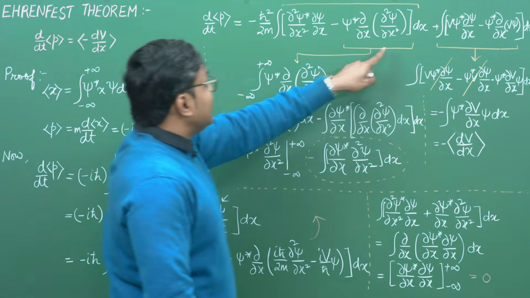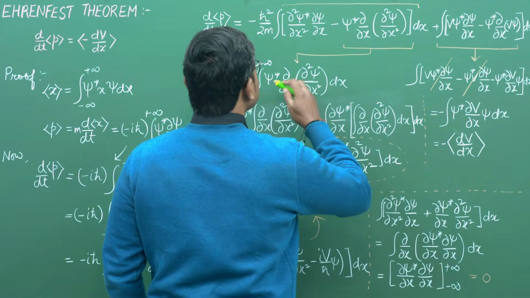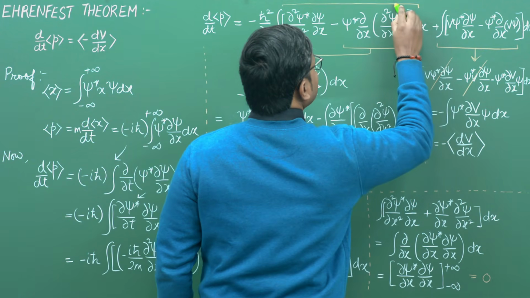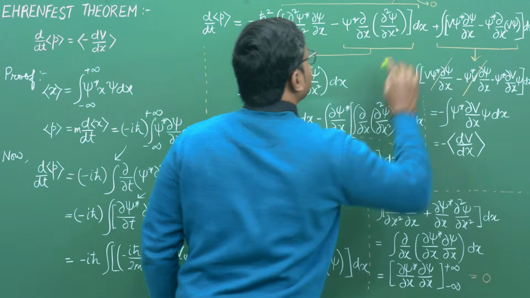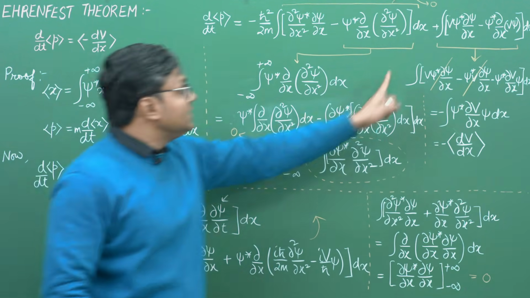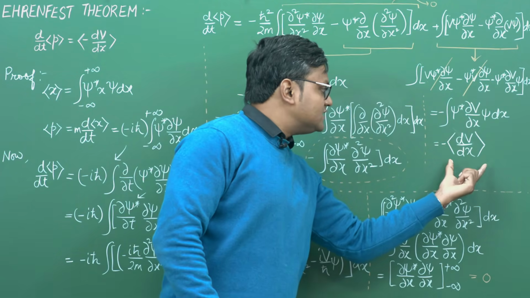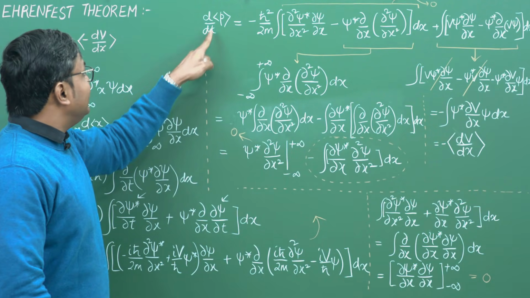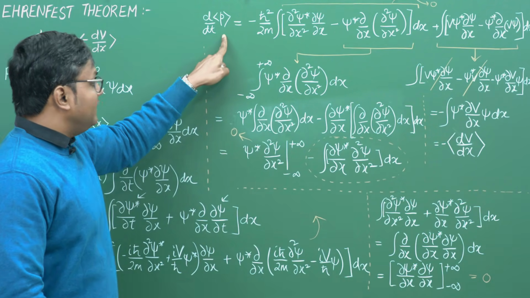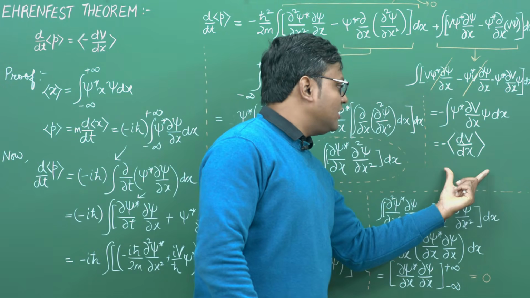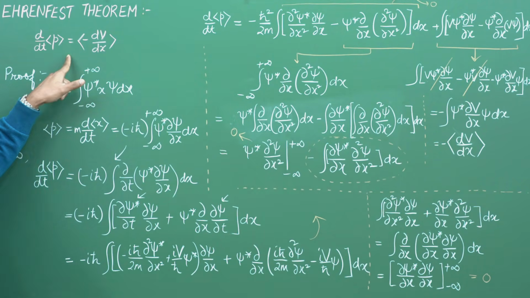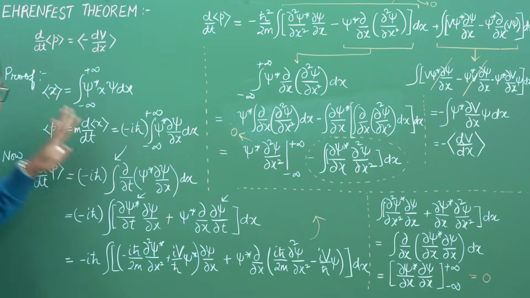So the first and the second term combined give us what? It gives us nothing but 0. And the only thing that is left is the last term, which is this. So del by del t of the expectation value of momentum therefore is the negative of the expectation value of dV by dx, which is the Ehrenfest theorem. So let me write this again here and we'll talk about it.